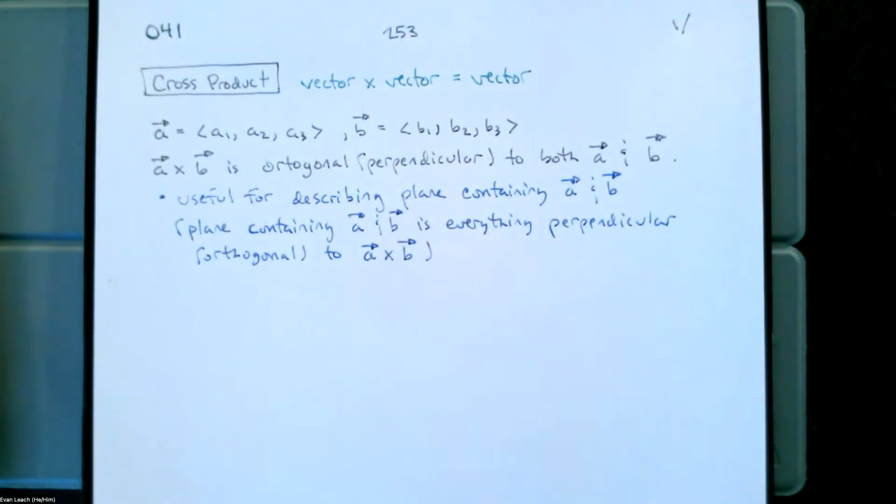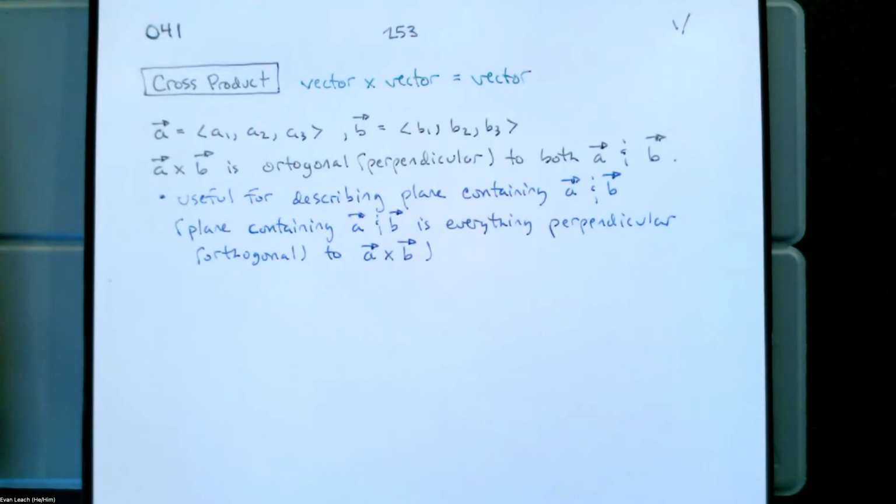We care about the cross product because the cross product is orthogonal, which is perpendicular to the two vectors we're multiplying. A cross B is perpendicular or orthogonal to both A and B. We care about this because we're going to be working in R3 a lot. And we can describe the plane containing A and B with one vector rather than two vectors.